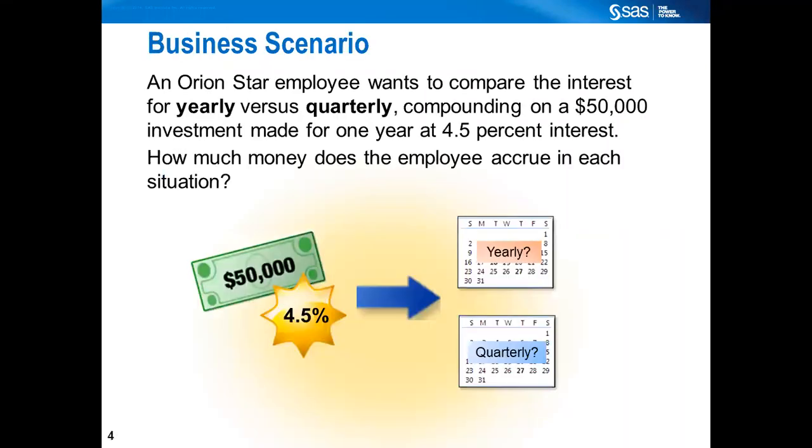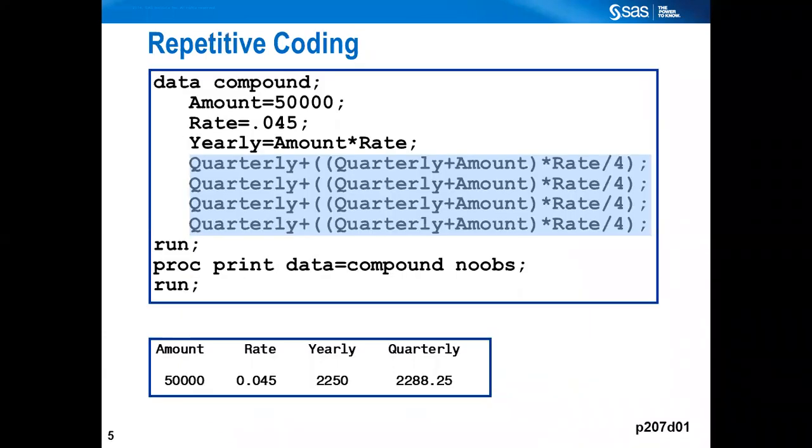For this, we'll understand with a specific scenario. They have given this business requirement: this Orient Star employee wants to compare the interest for yearly versus quarterly compounding on a $50,000 investment made for 1 year at a rate of interest of 4.5%. How much money does the employee acquire in each situation? Each situation means yearly as well as quarterly. We are going to work for only 1 year, and within a year we have 4 quarters, correct? So accordingly we are going to calculate.